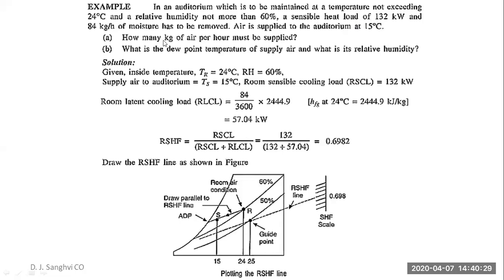I have to find how many kg of air per hour must be supplied to the room. What is the dew point temperature of supply air and what is the relative humidity? So here we will first start by finding the room latent heat. Here it is written cooling load, but it essentially means heat.